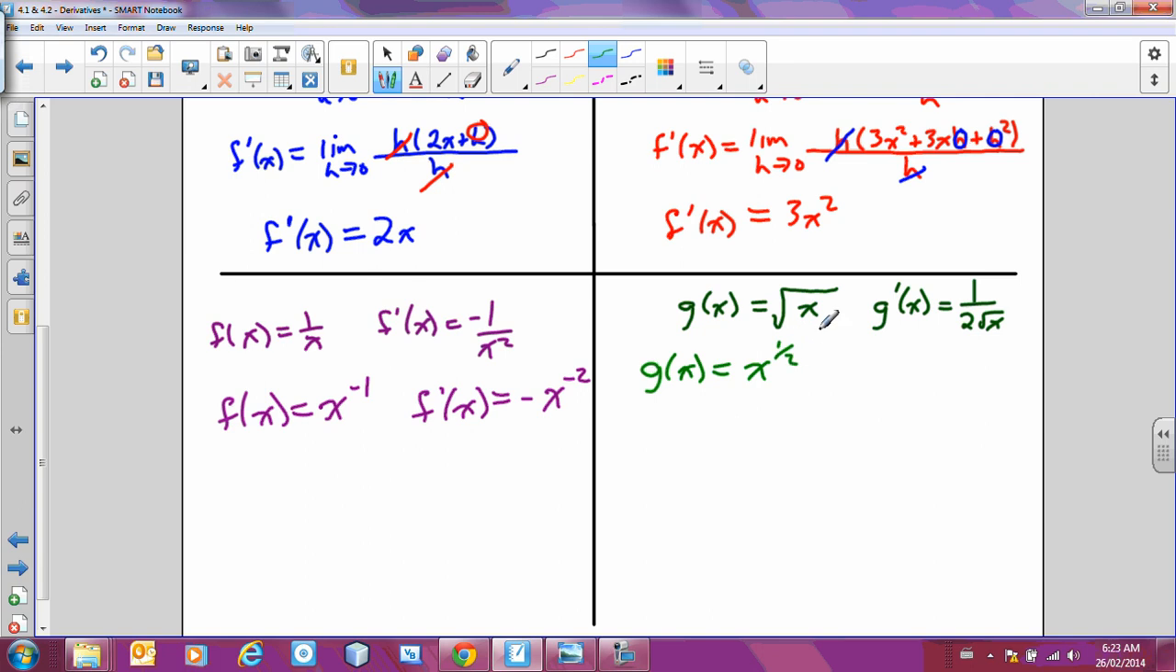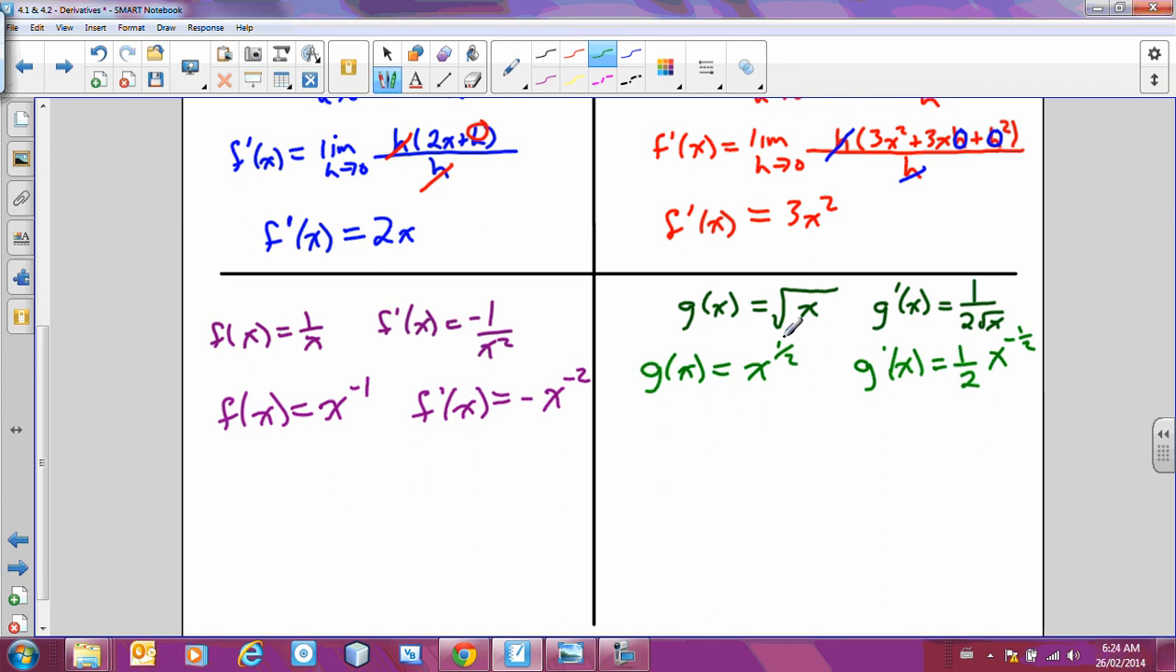Same basic idea here. This is x to the 1/2. This is g prime of x being 1/2 x to the negative 1/2. Okay, so a combination of the negative in this example and the idea that square root is an exponent of 1/2.